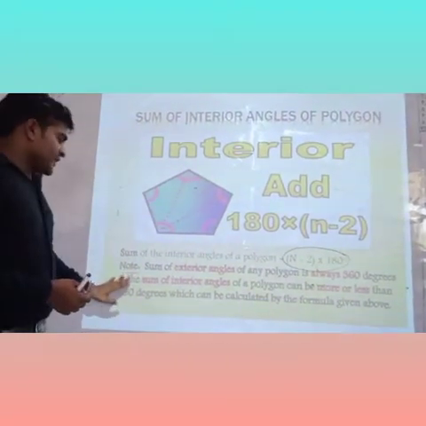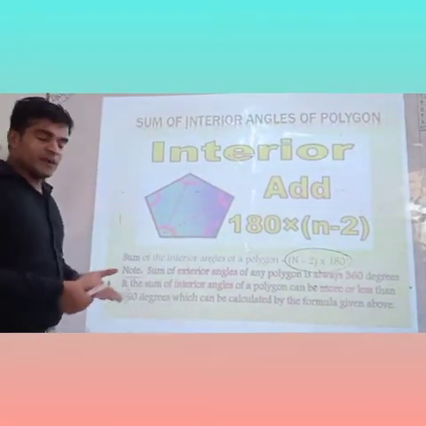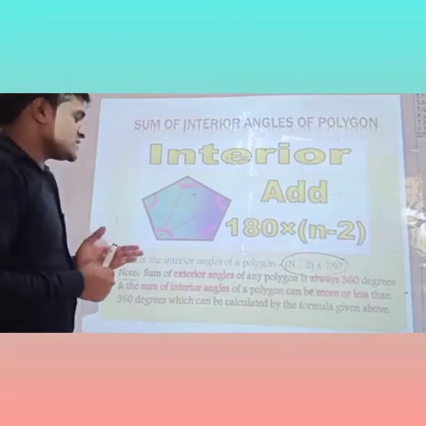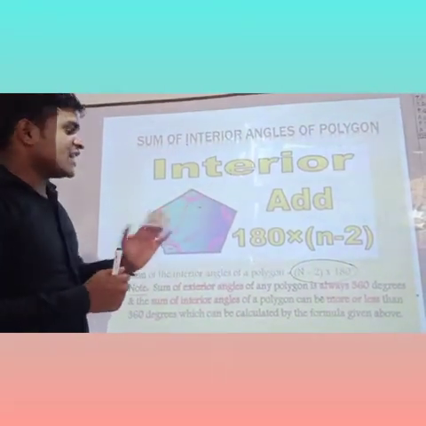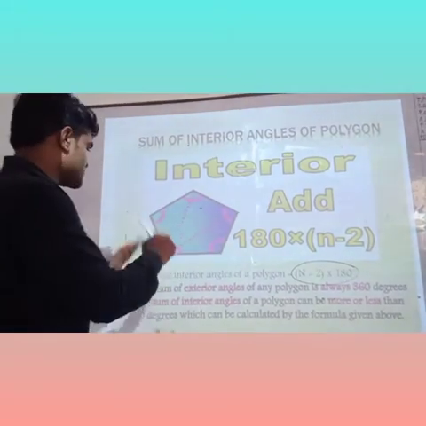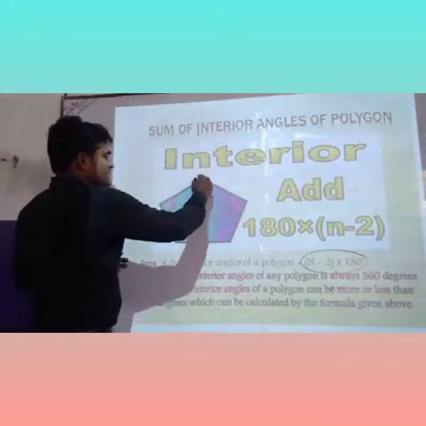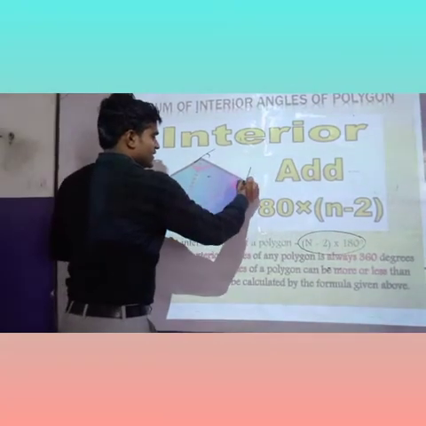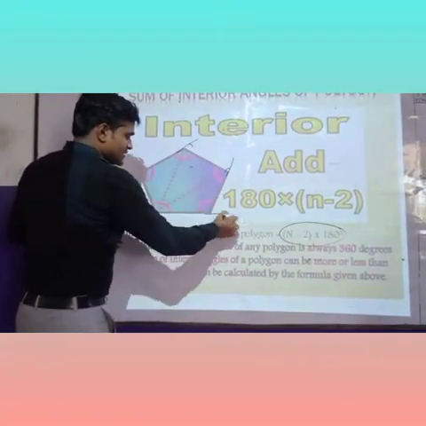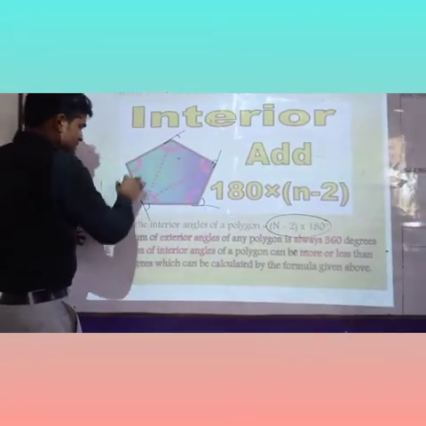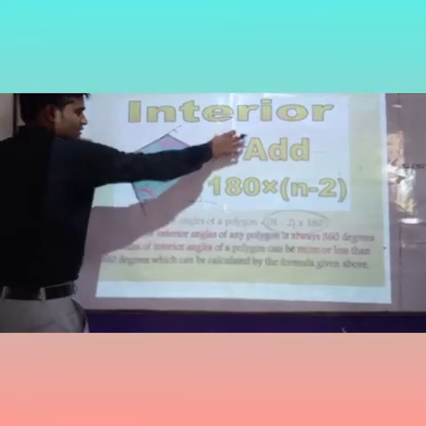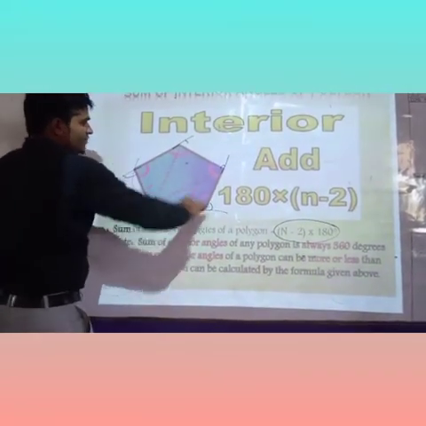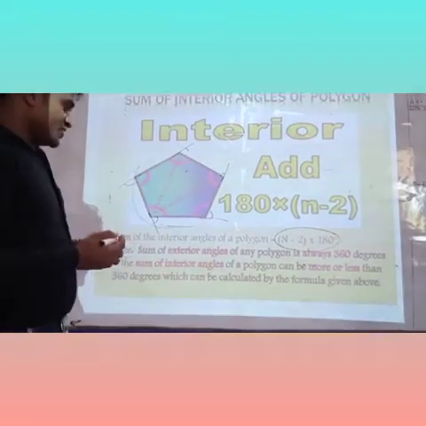Okay, and note, children, the sum of exterior angles of a polygon is always 360 degree, not less than. Exterior angle is this one and this one. This is the exterior angle, this is the exterior angle. So the sum of the exterior angles of a triangle is 360 degree.